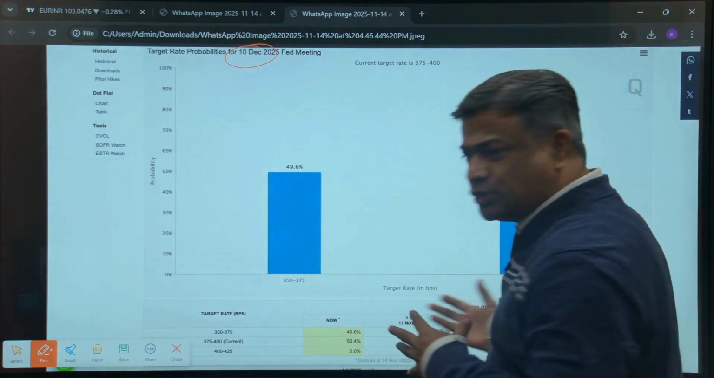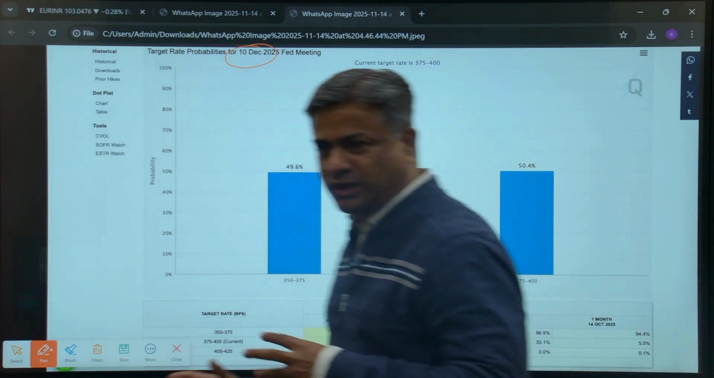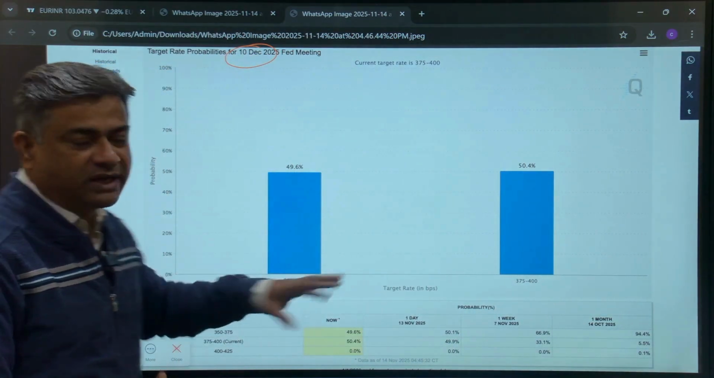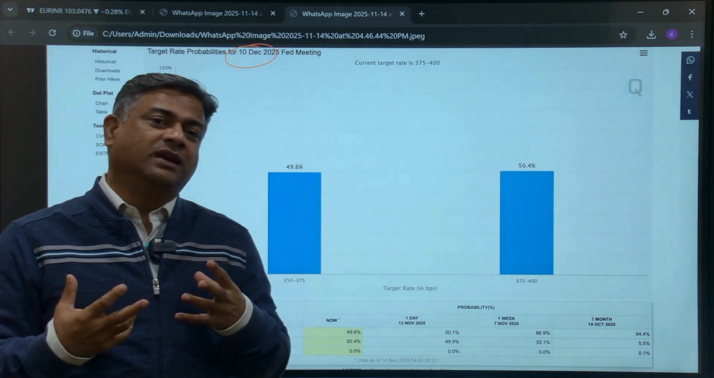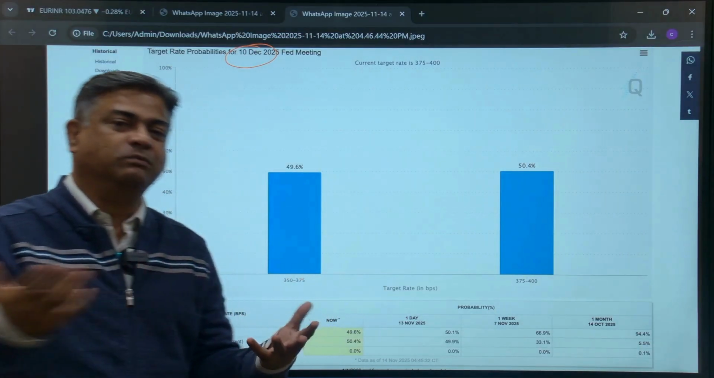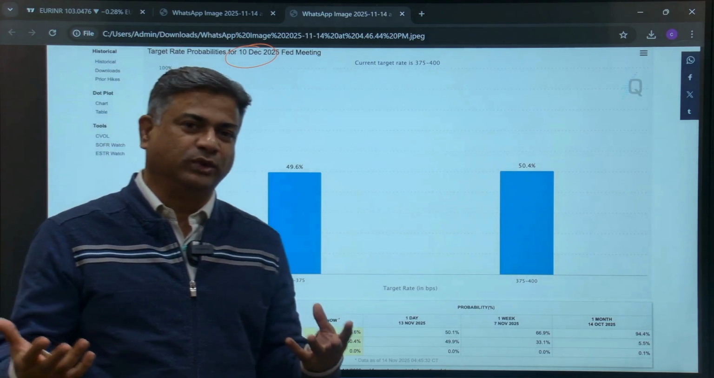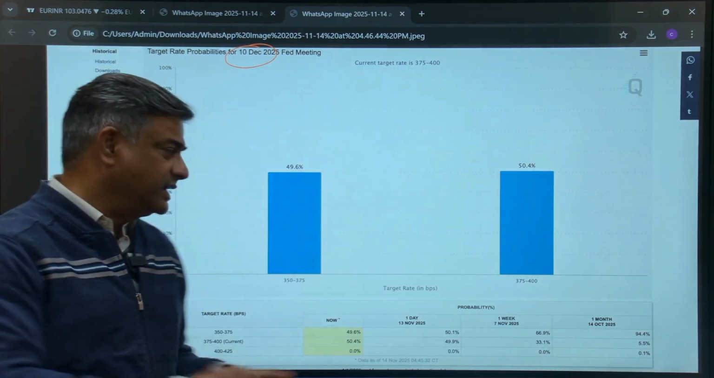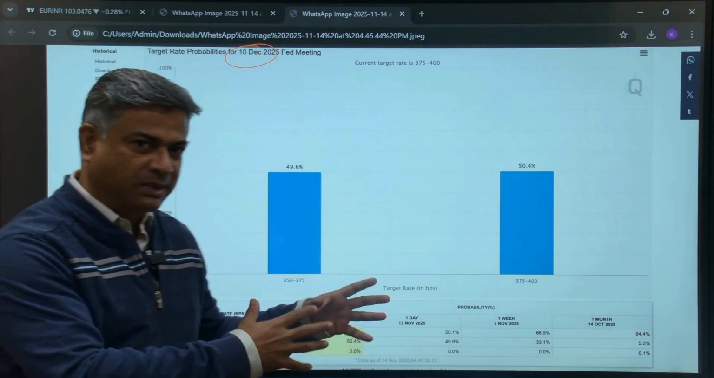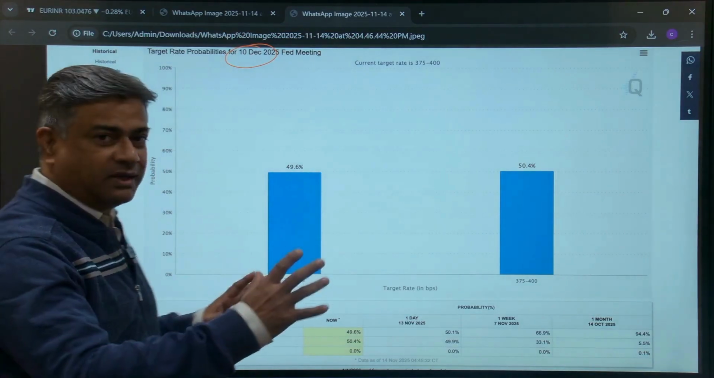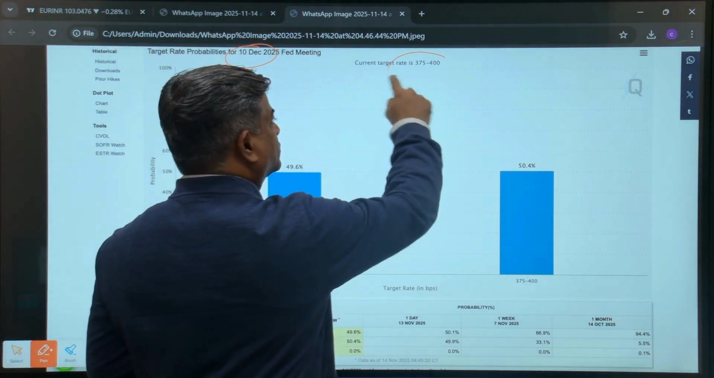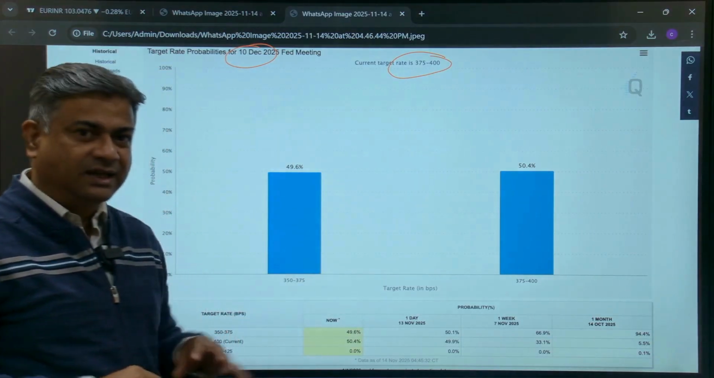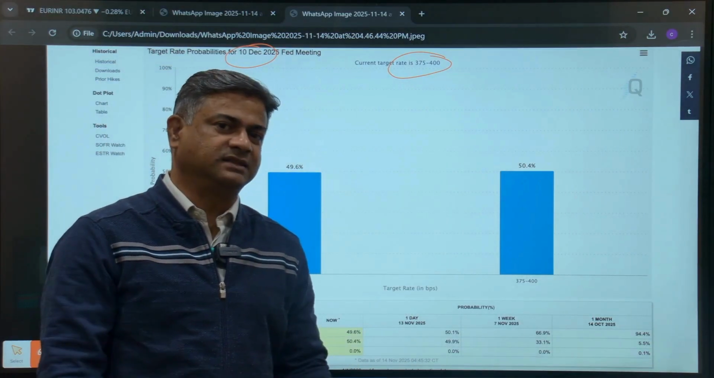It will also show you a table below. You can have a look at it, you can zoom in. It also shows how the probability has moved in the last few days, a week and a month, and that is where it gets interesting, in this week and in this month as well. Remember, the current interest rate is around 3.75 to 4%. That is the Fed funds rate. That is the current status.